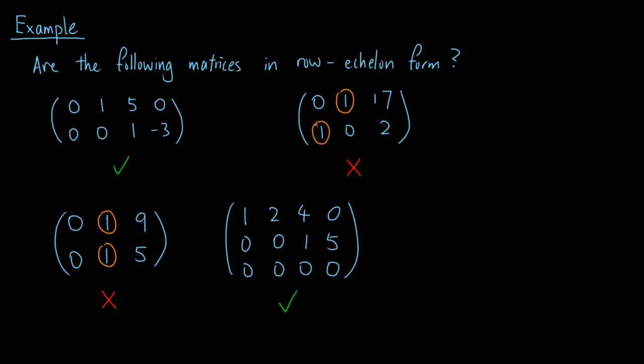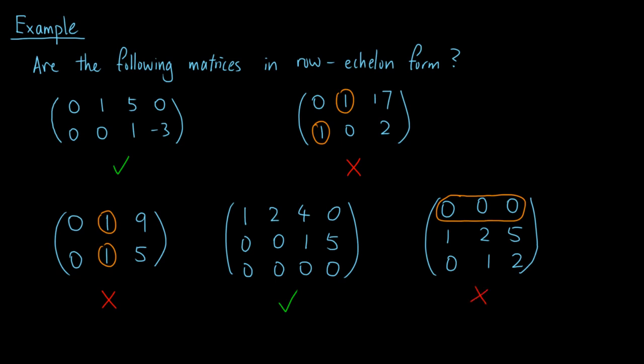Let's consider one more matrix. We observe that there is a zero row in the matrix, and it lies in the first row of the matrix, but not at the bottom. Hence, even though the leading one in the third row lies to the right of the leading one in the second row, the matrix is not in row-echelon form.